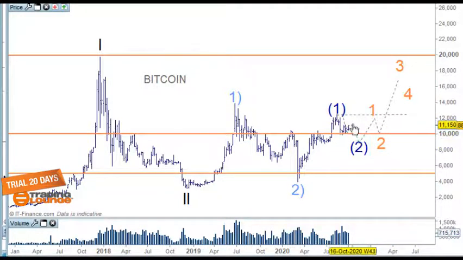You know, we may not get this pullback in here. In terms of Elliott, this would be the logical thing for it to do, but it doesn't have to do that. So it can just move. It doesn't have to come back below the level.